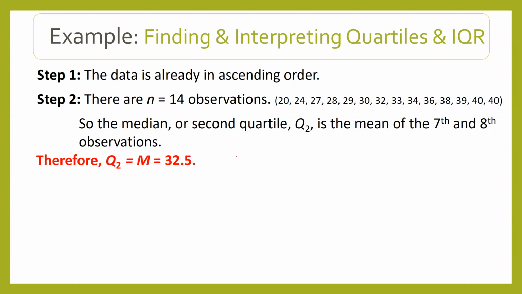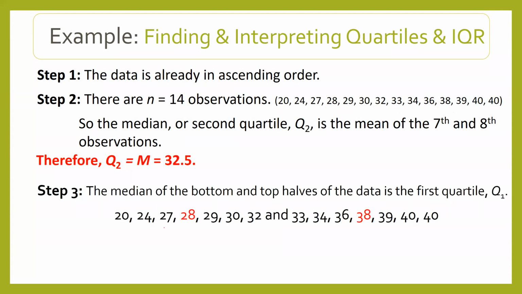Okay, so we have Q2, and Q2 sits here. These numbers here are the first half, and this one is the second half, below and above the median. So let's look at Q1 now, taking the first half. This is the first half, and this is 7 data points, so the middle one is very clear. This is Q1. And the second half, this is Q3.